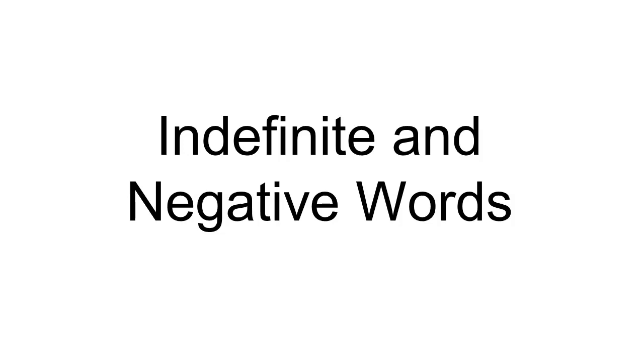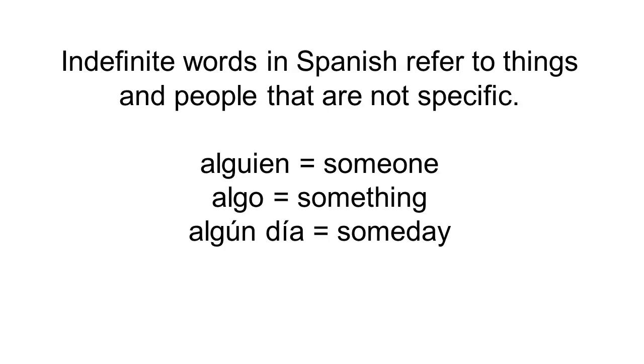So this is a little bit of a tough topic to practice with. Basically, indefinite and negative words are mainly vocabulary that you have to learn. For example, alguien, algo, algún día. Indefinite words refer to things and people that are not specific. So alguien, someone. Someone is not very specific, right? Algo, something. We're not referring to anything in particular. It's just something that's kind of vague. Okay, algún. Some, as in someday, algún día.